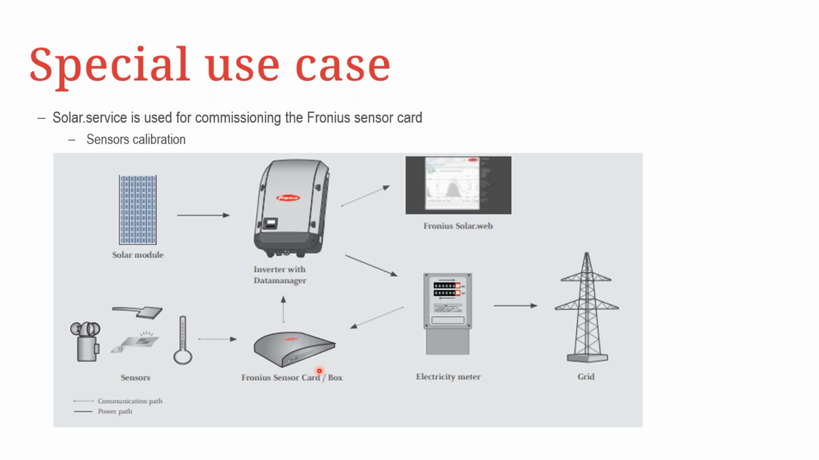To be able to commission this setup, you must have the Solar.service software application. It will allow the communication between the sensor card and the data manager within the inverter to be established. Once this is commissioned, the sensor box is able to channel its information through the data manager within the inverter, and then onwards to the Fronius monitoring platform.